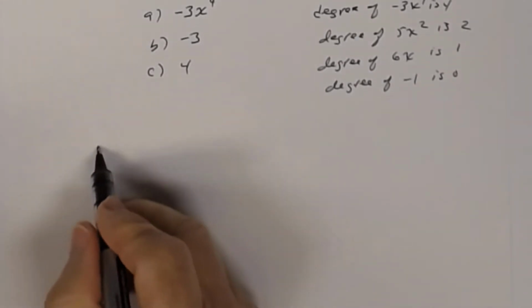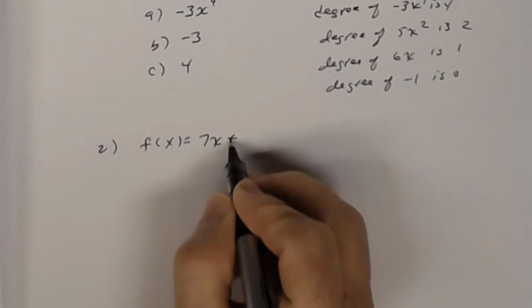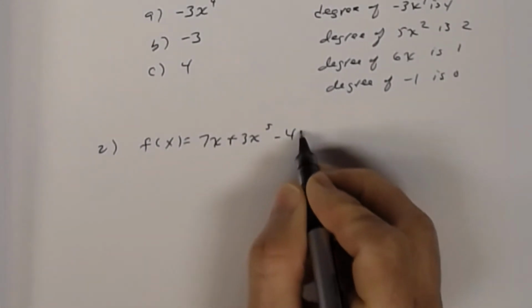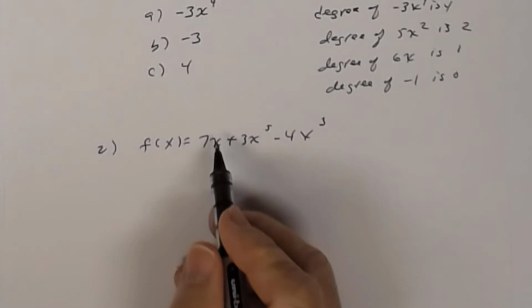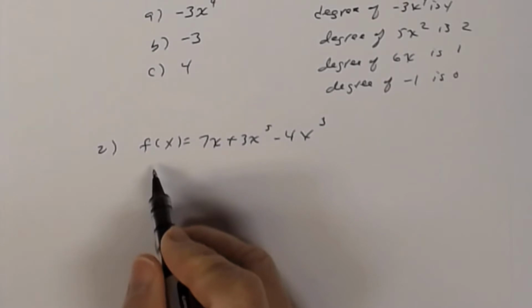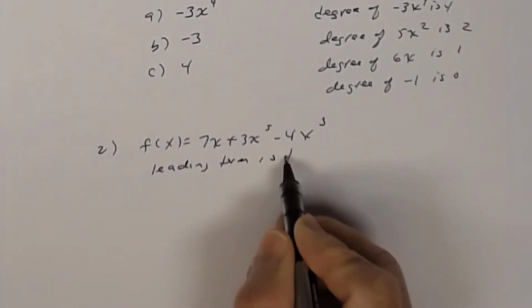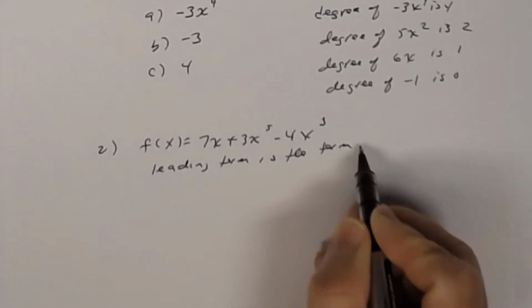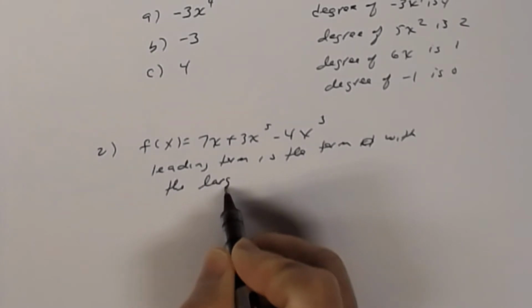Okay, number 2. We have f of x is 7x plus 3x to the fifth minus 4x to the third. All right, so again, they want to know the leading term. Now be careful, the leading term is not the first term listed. So you have to remember that the leading term is the term with the largest degree.